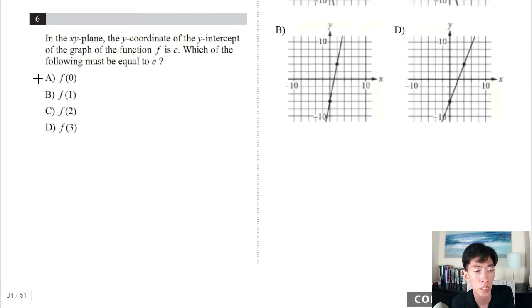Question 6. In the xy plane, the y-coordinate of the y-intercept of the graph of the function is C. Which of the following must be equal to C?